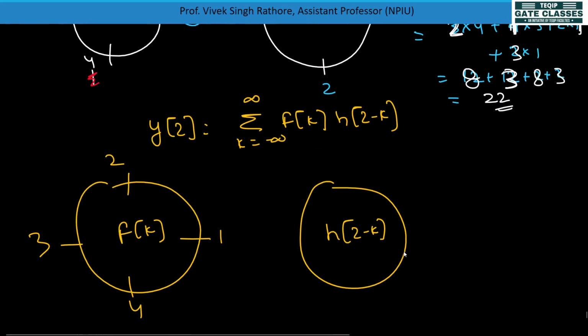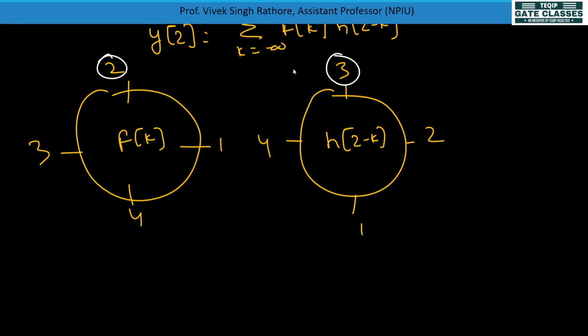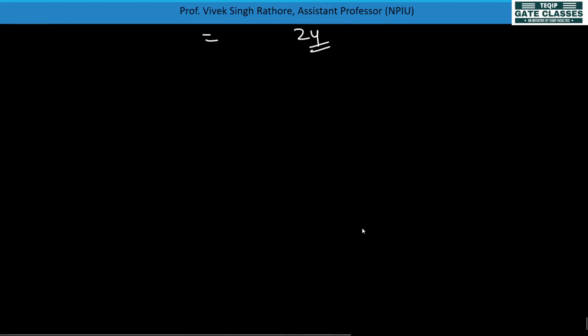So 3 4 1 2, 3 4 1 2. I'll do here 3 4 1 2. Now you can just do the multiplication. So 2 into 3 will be there. Now 1 into 2 will be there, plus 4 into 1 will be there, and 3 into 4 will be there. Okay, so we'll get 3 into 2 is 6, plus 2 ones are 2, plus 4, plus 12. So 6 plus 2 is 8, 8 plus 4 is 12, 12 plus 12 is 24. So ultimately y of 2 we also got 24.